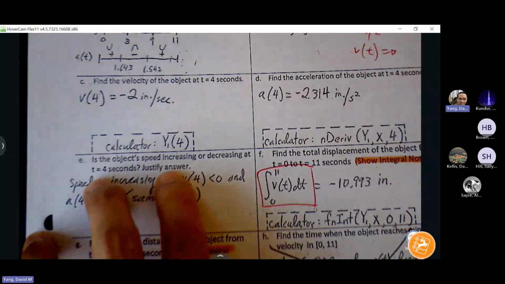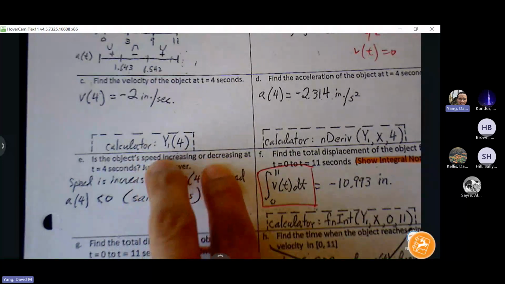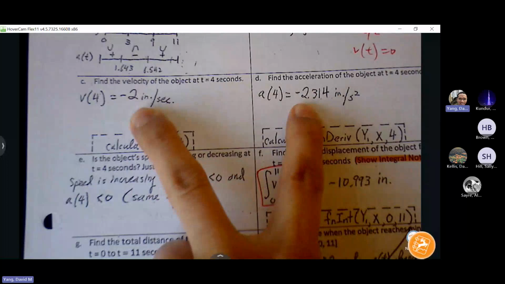Is the object's speed increasing or decreasing? So here we have to compare the signs of velocity and acceleration, right? Same signs would be increasing speed. Opposite signs would be decreasing speed.